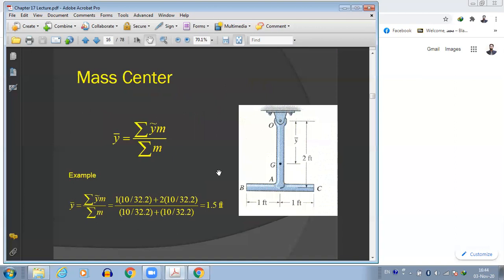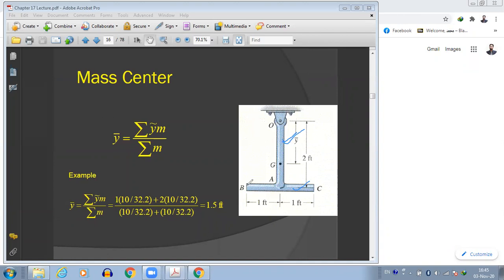Okay. Other than that, we have another concept, which is the mass center. Now, how do we find the mass center? Suppose I have a body. Let's say this is a pendulum. This pendulum is made up of two thin rods. I have this one thin rod, then I have another thin rod. These two thin rods join together to make up this pendulum.